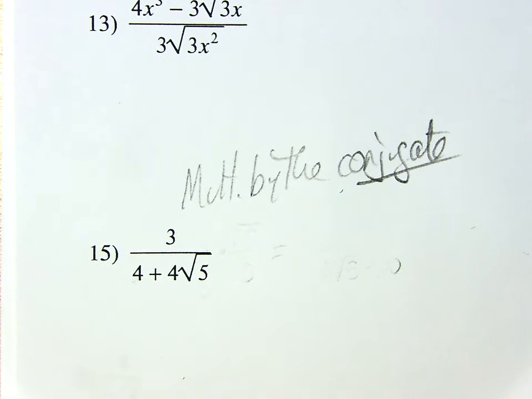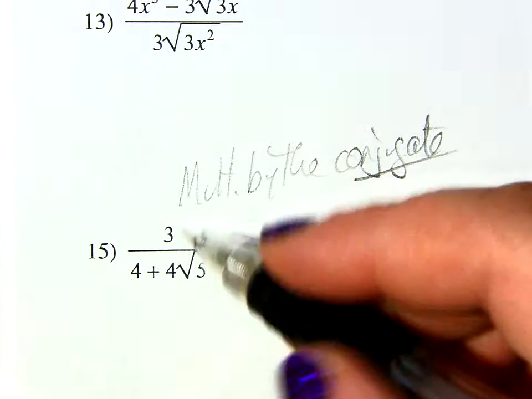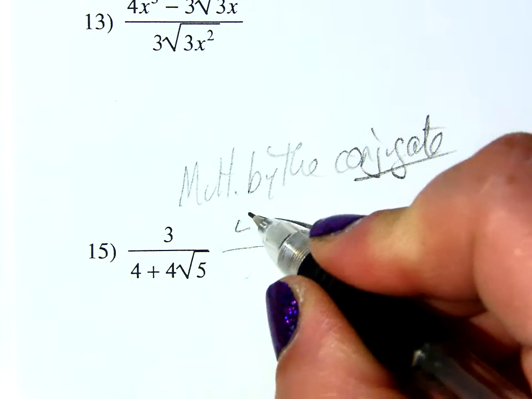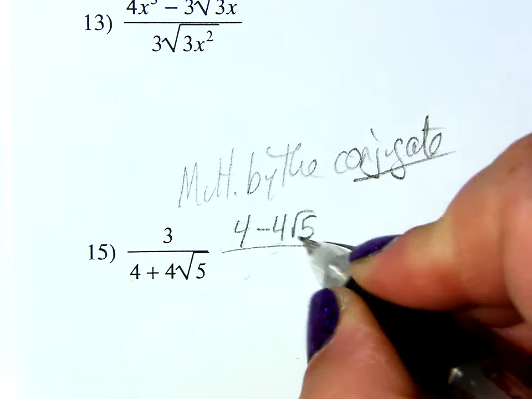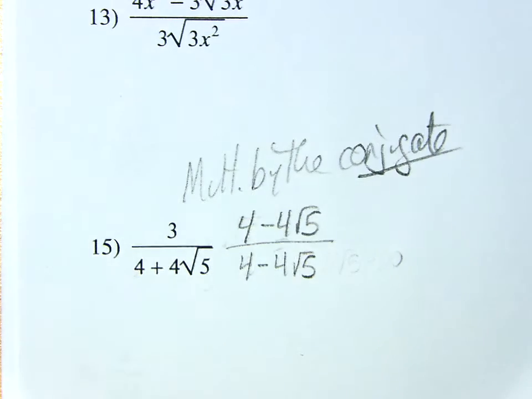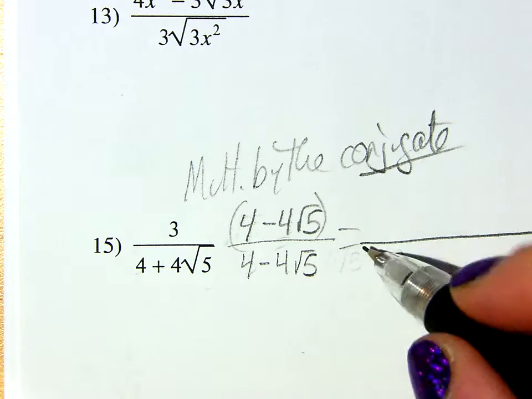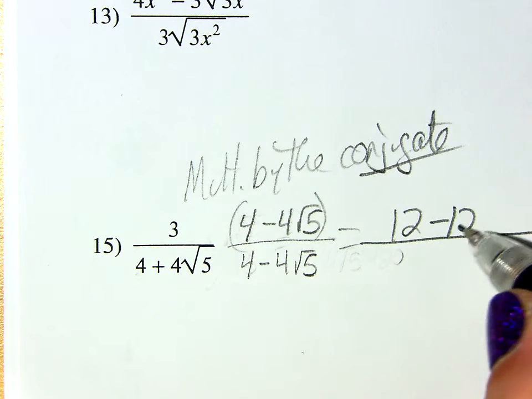What is the conjugate? It's the same exact binomial, except you change the sign in the middle. So the sign in the middle right now is a plus. You just change it to a minus. So, yeah, check this out. On top, I'm going to multiply by 4 minus 4 root 5. And on bottom, I'll multiply by 4 minus 4 root 5. That's still 1, isn't it? Right? It's the same thing on top and bottom. So that fraction is still 1. But when I multiply this through, you're never going to believe what happens. Okay. Up top, I have to distribute. So that gets me 12 minus 12 root 5.